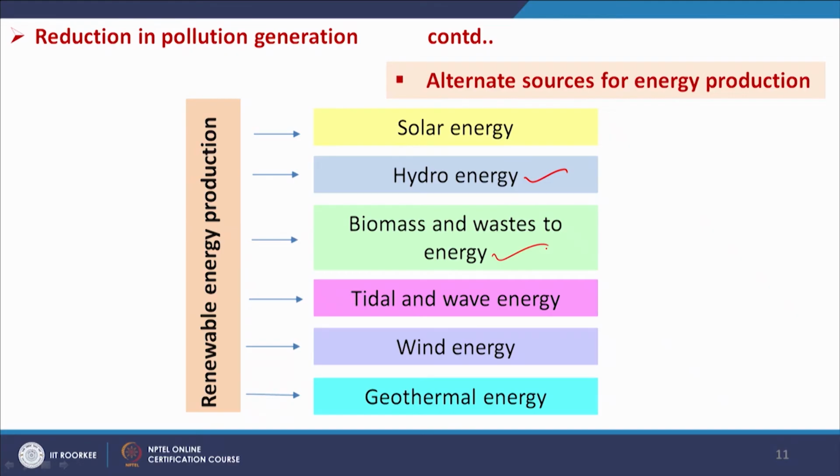We can use other sources of energy production in place of fossil fuel based energy, like say solar energy, we can use hydro energy, we can use biomass and waste to energy, and then tidal and wave energy, wind energy and geothermal energy. So, these are some examples of renewable energy.